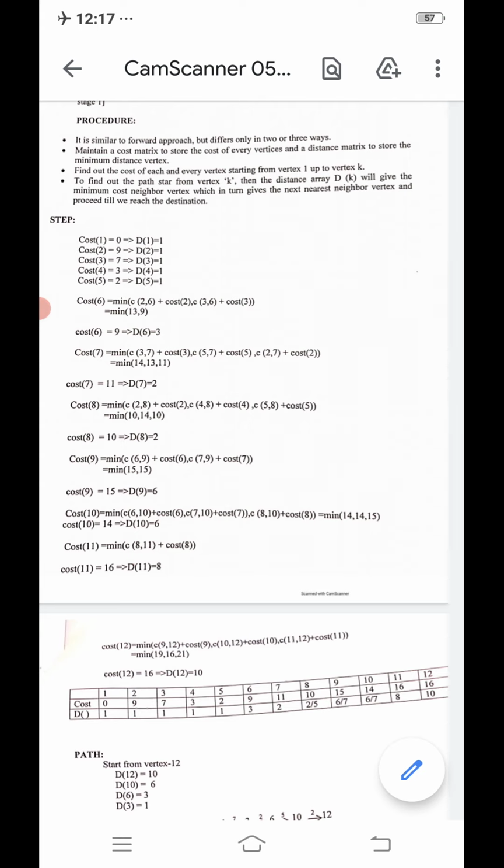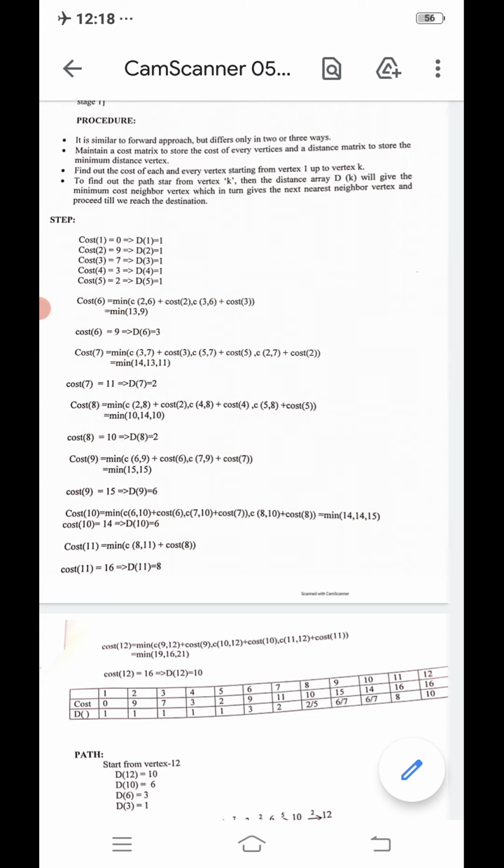Now we have to calculate the last, cost of 12. Cost of 12 in the sense ninth node will be directed to 12, 10th node will be directed to 12, 11th node will be directed to 12. Now we have to calculate the minimum of cost of 9,12 plus cost of 9, cost of 10,12 plus cost of 10, cost of 11,12 plus cost of 11. Cost of 9,12 is 4 plus cost of 9, 15: 19. Cost of 10,12 is 2 plus cost of 10, 14: 16. Cost of 11,12 is 5 plus cost of 11, 16 plus 5: 21.